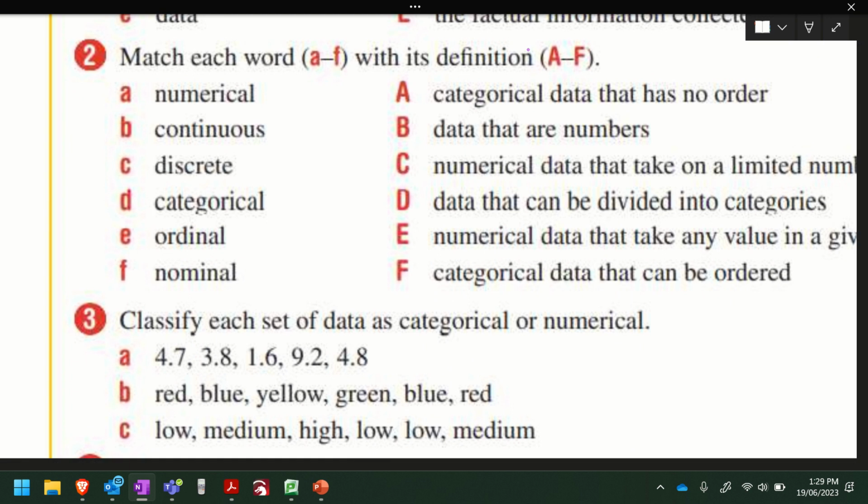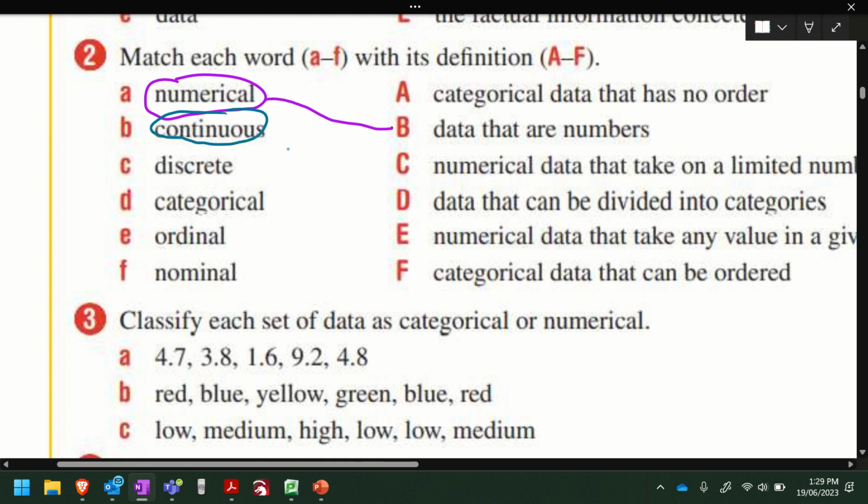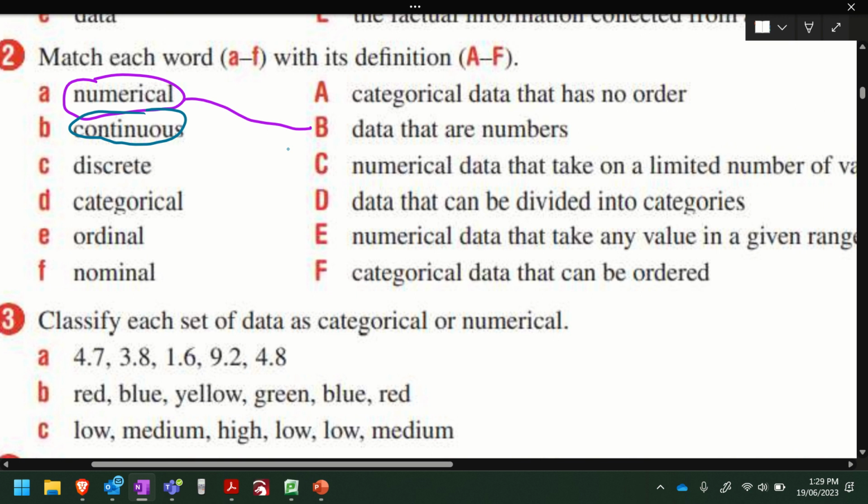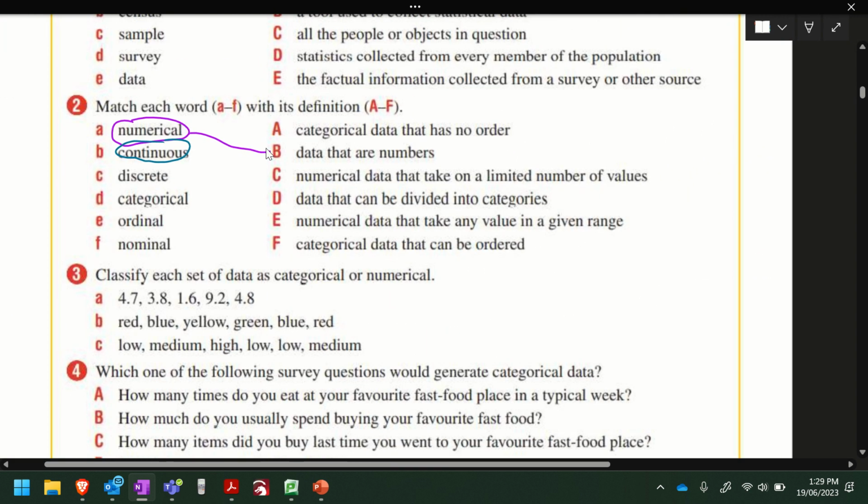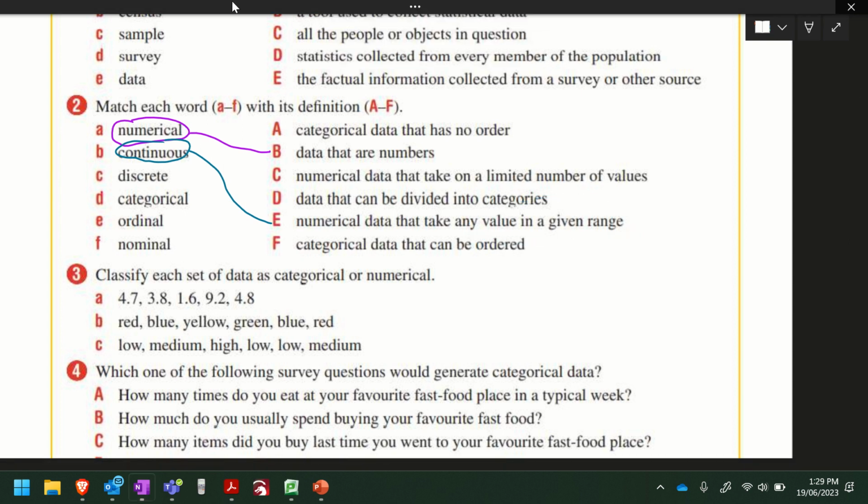So let's look at the first one. Numerical. What is numerical? Which one does it match with, guys? Well, tell me which letter. B. Data that is numbers. That sounds about right. I'll go with that. All right. What about continuous? C, you reckon? Well, C, numerical data that can have a limited number of it. I don't think it's C. It sounds like it's probably E. Yeah, given a specific range. Okay, it's numerical. It has to be because that's what continuous is. And it's a range. The reason it's a range, you're probably measuring it.